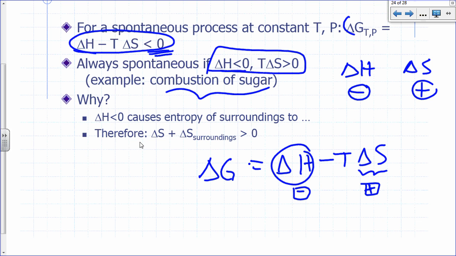Think of it this way: a negative delta H simply means that when that process occurs, it's going to be dumping heat to the surroundings. Remember, delta H negative means heat flows out of your system. So that will cause the entropy of your surroundings to increase. With the entropy of the system and the surroundings both increasing, you would expect the process to be spontaneous.